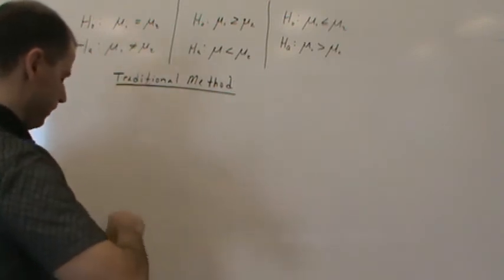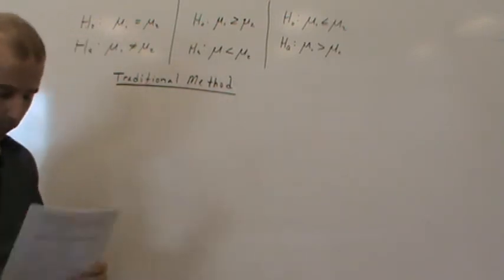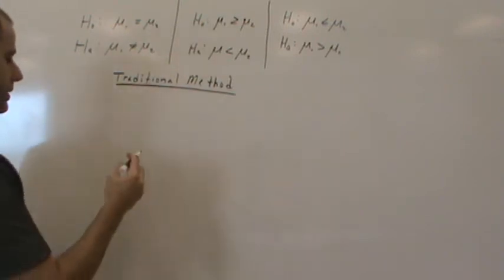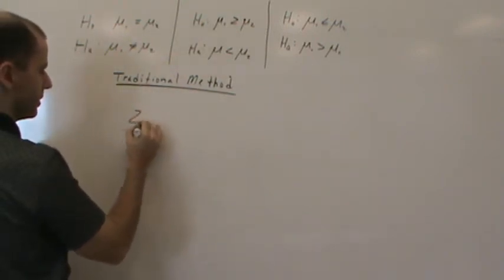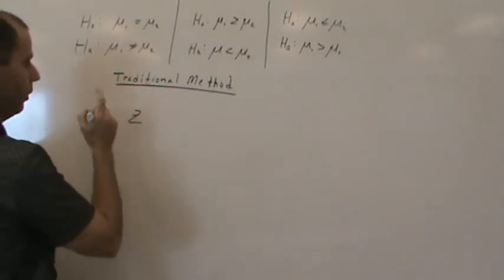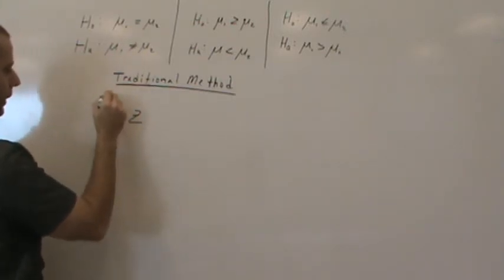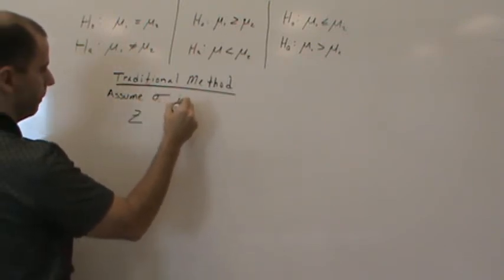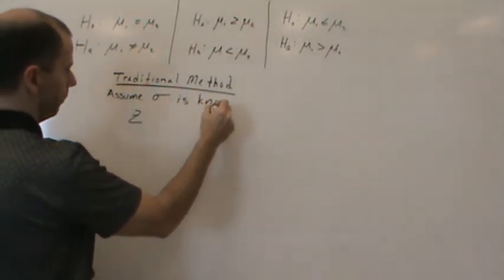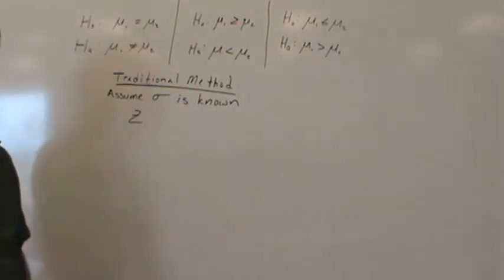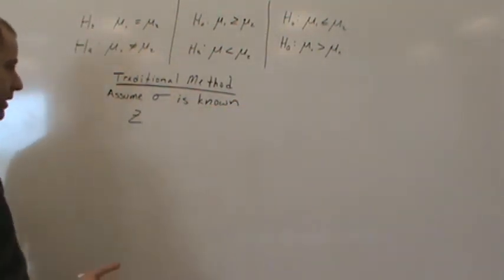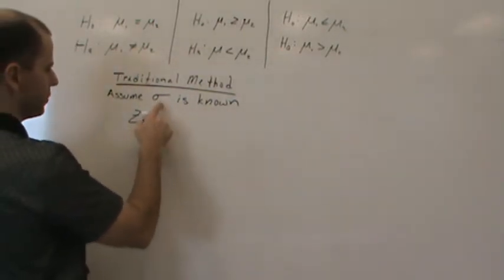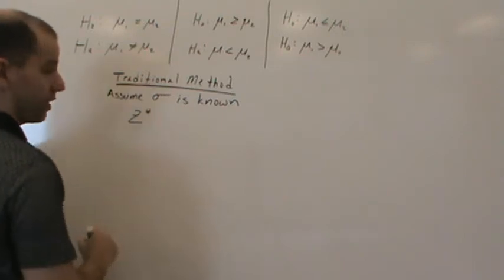And so now let's calculate our test statistic. In this case, notice that we're assuming sigma is known. Okay? So we're going to assume sigma is known in this case, and then we'll deal with when it's not known. So in this case, if sigma is known, we're going to be dealing with a z star again.